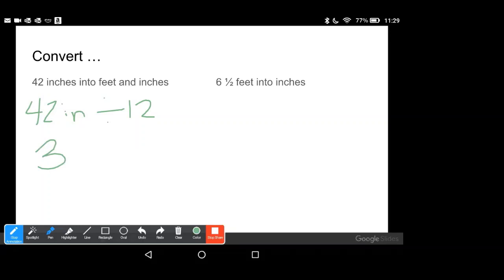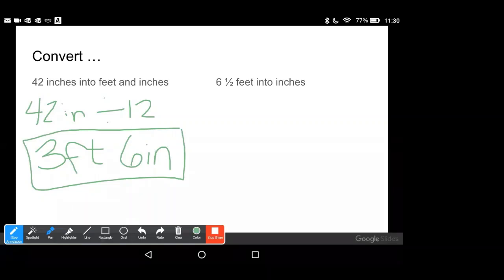How many times will 12 go into 42? 3. So it's going to be 3 feet. And then how many inches do you have left over? So 3 times 12 is 36. So 37, 38, 39, 40, 41, 42, 6 inches. So you're going to have 3 feet and 6 inches.